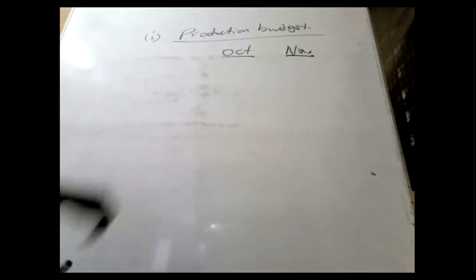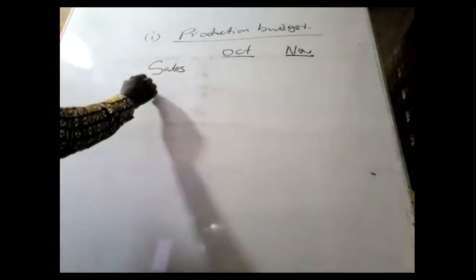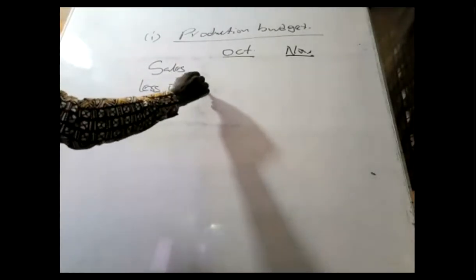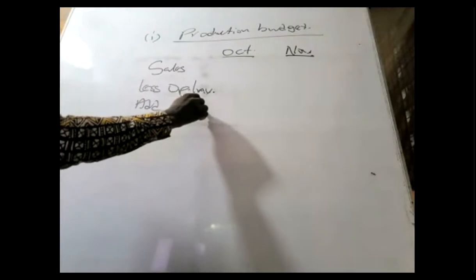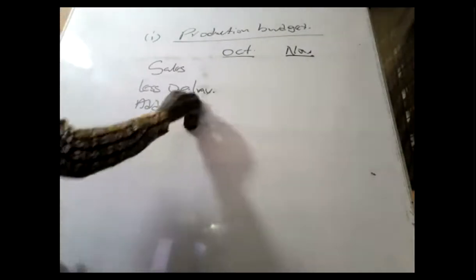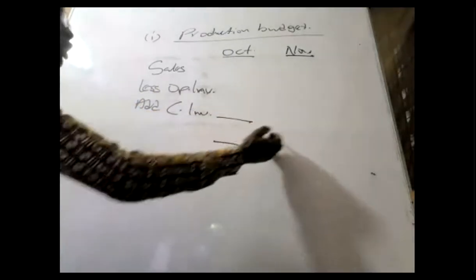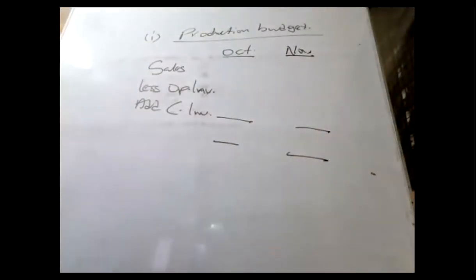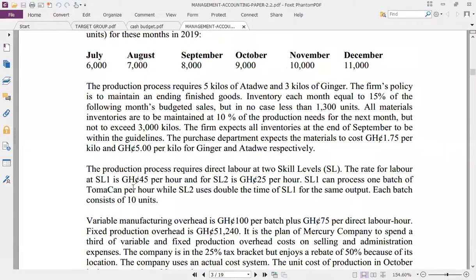Okay, so if I'm looking for production, I'll just write what I need. Production should be sales, less opening inventory, add your closing inventory. That is all. I'll go to the question and look for these figures. I am done. The mere fact that the question is a full page does not mean I cannot get these few facts from it. The rest, I've not seen it.